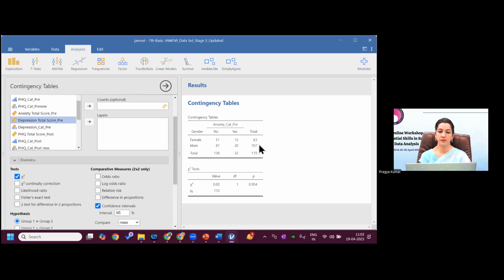Now if you just describe the data, there are 51 females having no anxiety and 12 females having anxiety. That means out of 63 females, 12 have anxiety, and among males, out of 107, 20 have anxiety. Now coming to your expected versus observed count. In the 2 by 2 table that you are seeing, please type in the chat box: is this the observed count or the expected count?